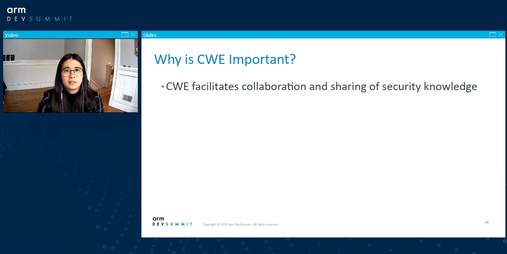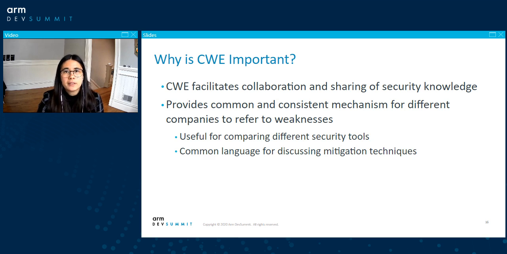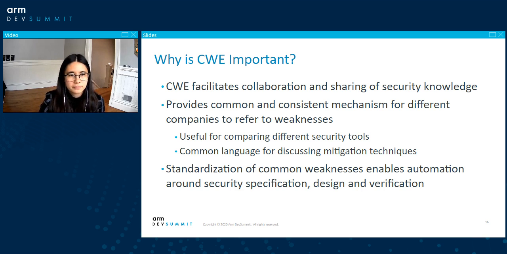CWE is important because it facilitates collaboration and sharing of security knowledge. It provides a common and consistent mechanism for different companies to refer to weaknesses, and this is really useful for comparing different security tools, and also provides a common language for discussing mitigation techniques. And how I see this is that the standardization of common weaknesses really enables future work on automation around security specification and also around design and verification for security.